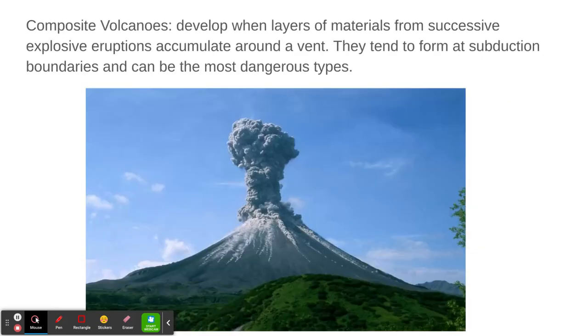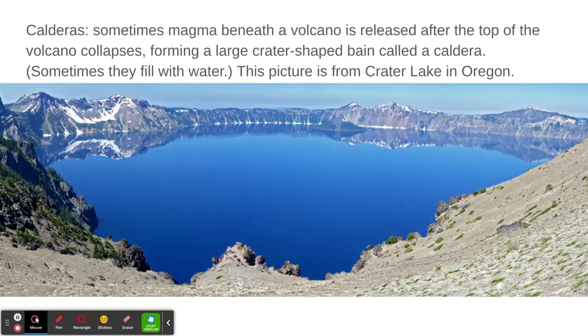And then we've got the composite volcanoes. These tend to be a lot more steep-sided, and they develop when layers of materials from one eruption after the next start to accumulate around a vent. These can form at subduction boundaries and can be very dangerous. Mount St. Helens would be an example of this one. Then we've got calderas. This photo is from Crater Lake in Oregon. You'll get these big round basins called calderas, and sometimes they fill with water, making caldera lakes.